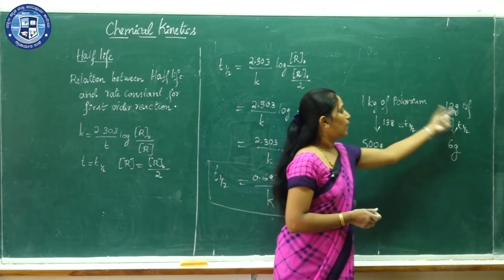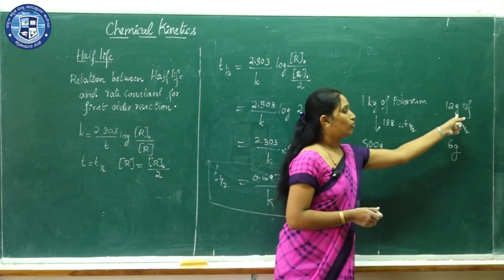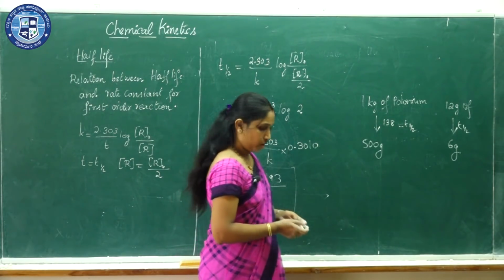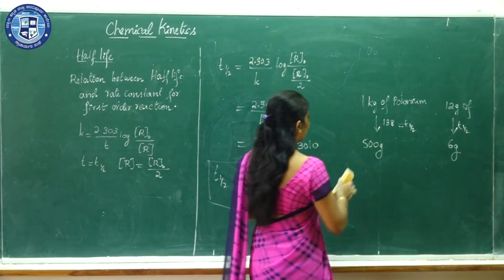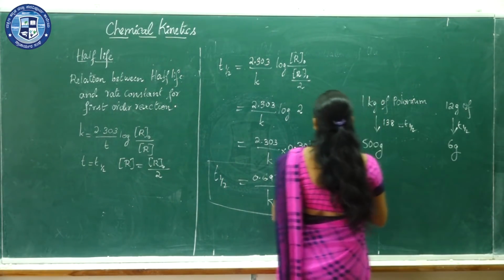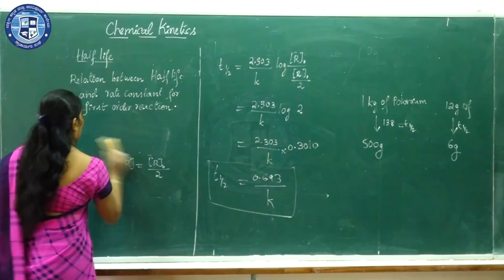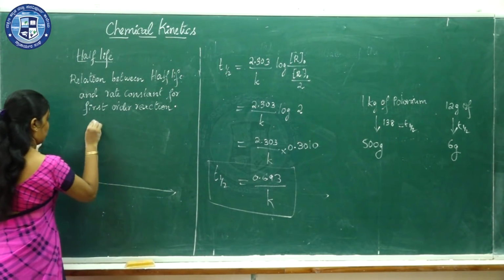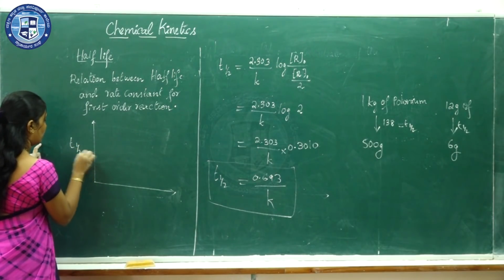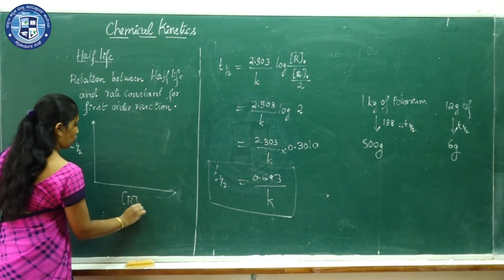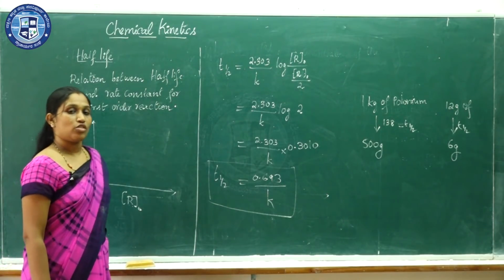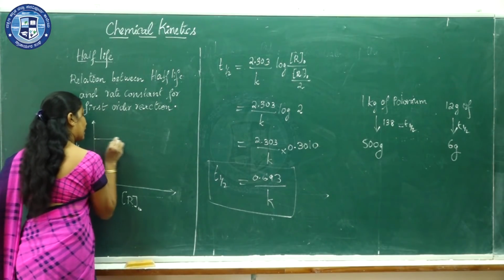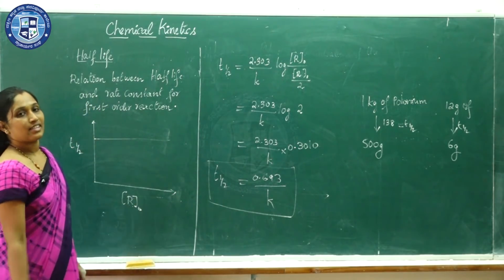T half is independent of the initial concentrations. And you can also draw a graph. Sometimes you will be given a graph like this, a plot of T half versus initial concentration of the reactant. What you will be getting is a straight line parallel to the x axis.